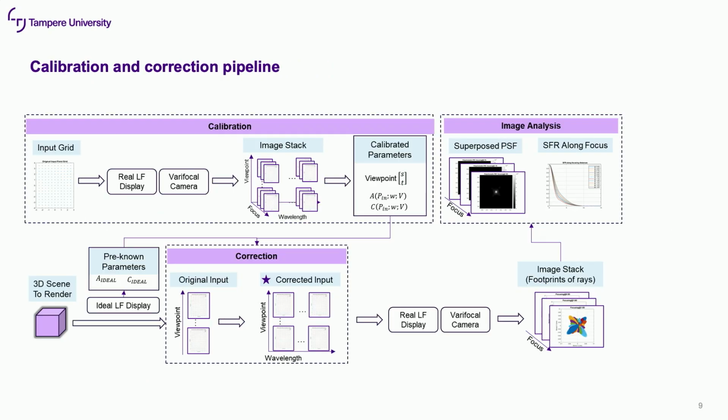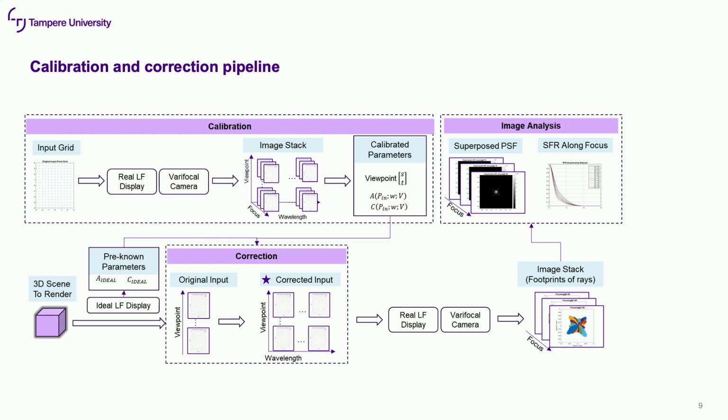We've taken steps to validate our approach by incorporating both calibration and correction processes into a light field display observation pipeline. All of this work is currently being done through simulation models in DMAX. We start by calibrating the real model in our simulation. Then we aim to render a simple 3D scene, basically one point in space. And based on an ideal model, we determine the input for each viewpoint. These inputs are then corrected to compensate for aberrations.